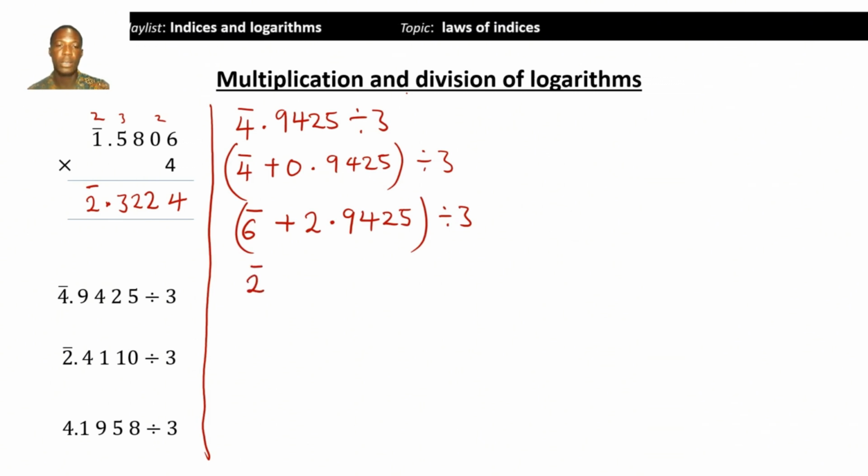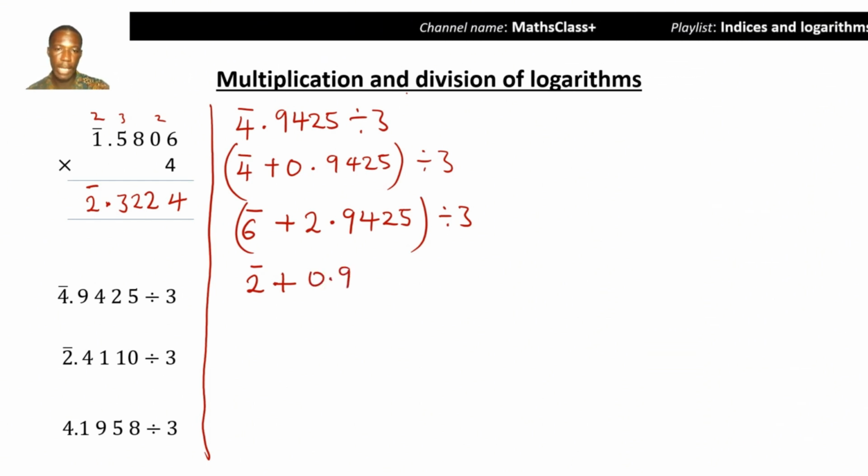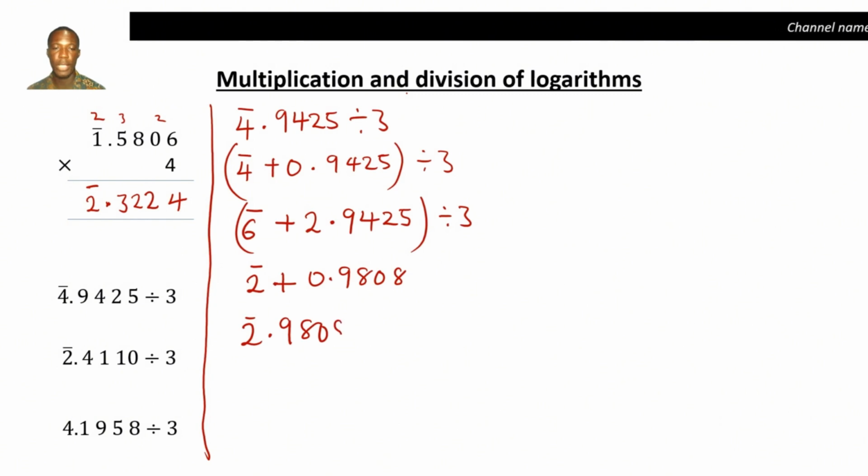So 2 bar, or maybe I'll say plus 0.9808. So when I put them together, it becomes 2 bar point 9808. So that is how we do the division of logarithmic values. Then the second one, 2 bar point 4110 divided by 3.